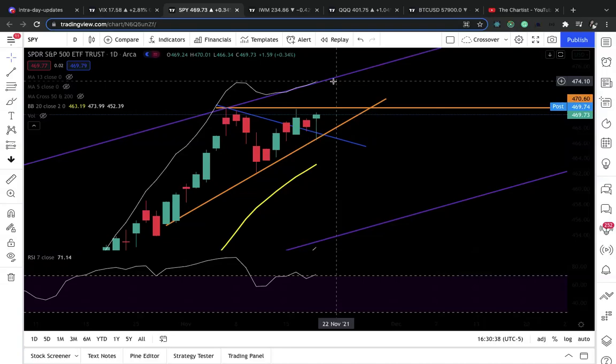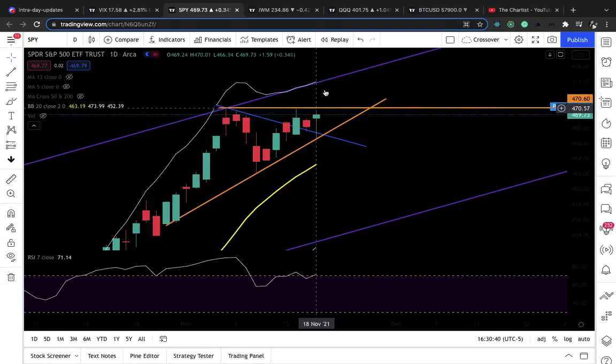But also, beware of false breakouts and false breakdowns. Okay? So if it breaks down and then it gets recaptured, you buy the recapture. I don't care if you went bearish. You got to be flexible.